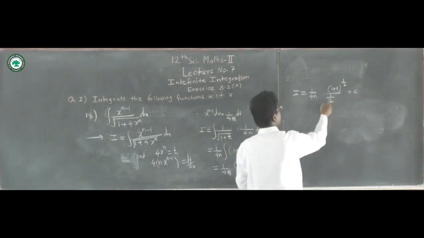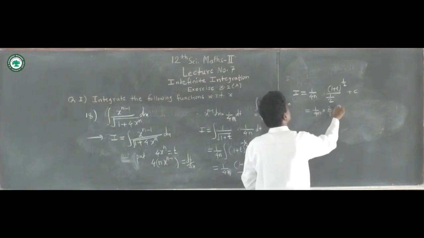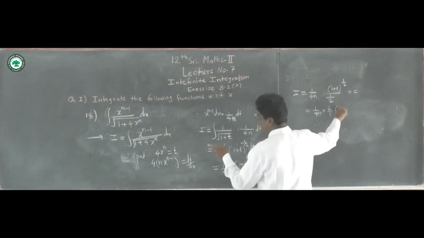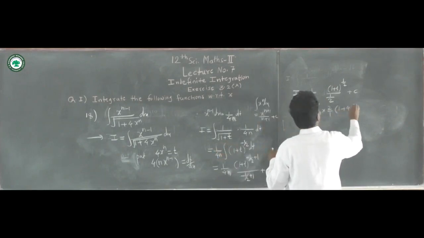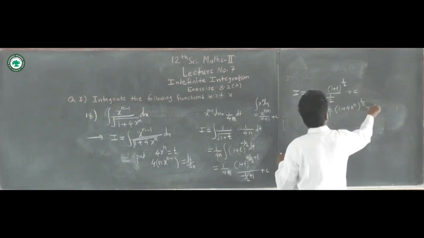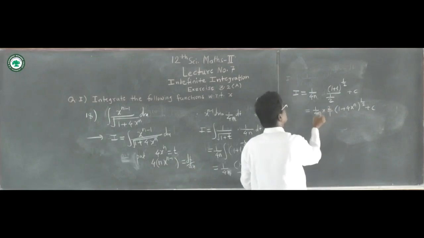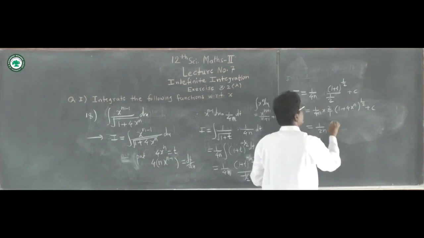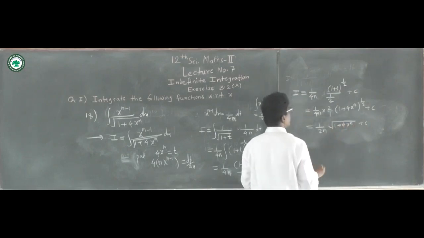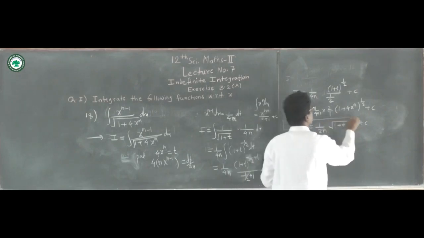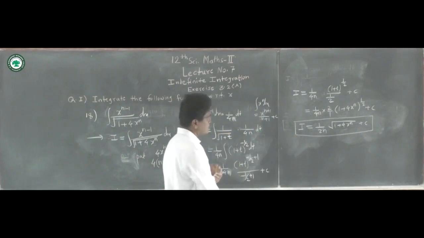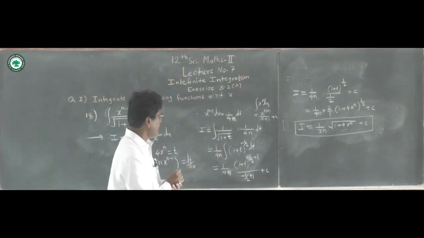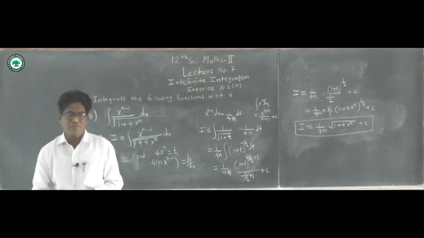So we write this 1/2 as 2 by 1, so it is equal to 1 upon 4n into 2 upon 1, and 1 plus t, we put here t as 4x to the power n, to the power 1/2 plus constant of integration. And so these 2 and 4 give 1 upon 2n, and this power 1/2 we write in root sign: 1 plus 4x to the power n plus constant of integration. So I is 1 upon 2n under root of 1 plus 4x to the power n plus constant of integration. This is the final solution.